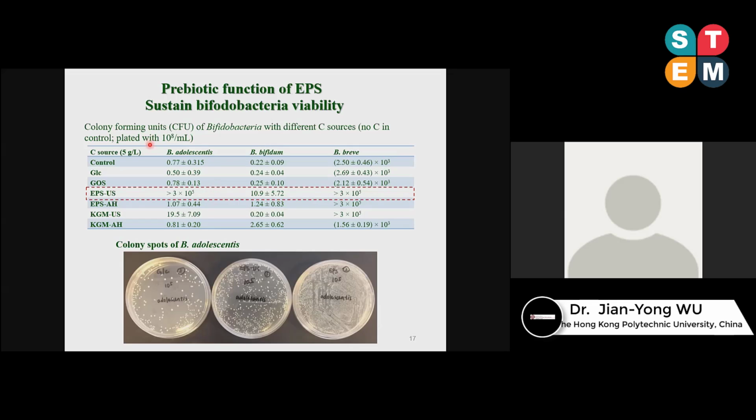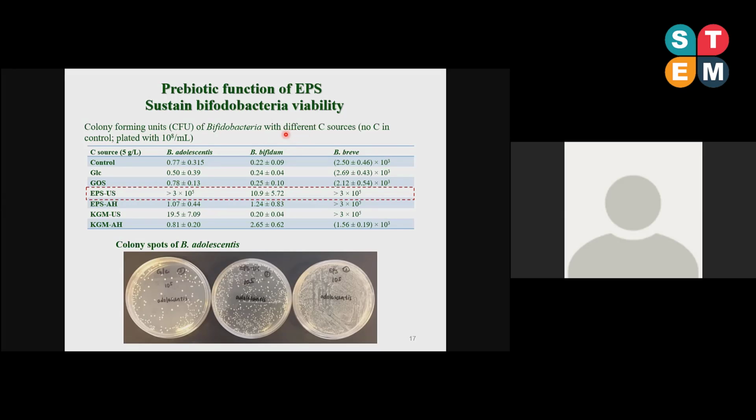You can see that we measured the colony forming units of the bifidobacteria. This is the bacteria grown in glucose medium, with glucose as the major carbon source. These two were grown in the EPS medium. This is another one, EPS with ultrasonic treatment. This is EPS without ultrasonic treatment. So what we did was grow the bifidobacteria in the medium for 24 or 48 hours. Then we inoculated the bacteria on the solid culture. This is what we observed.